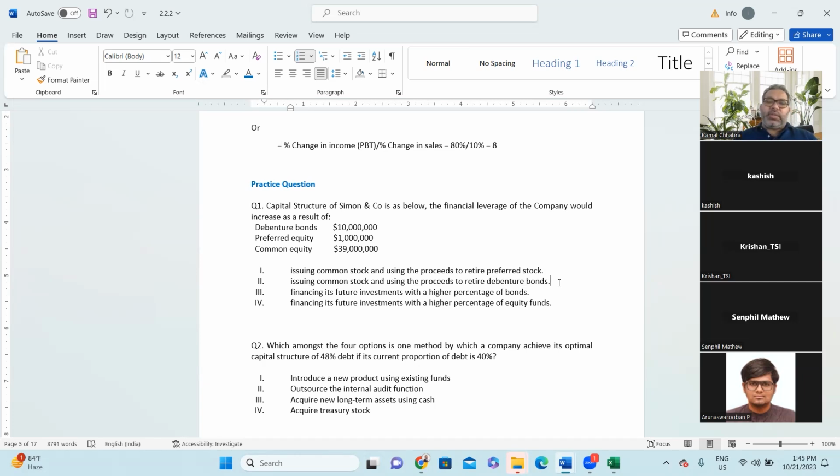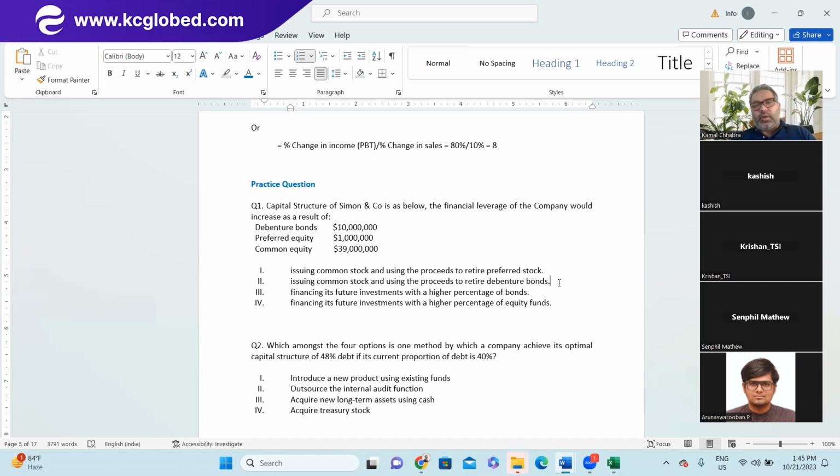Second option says you are issuing common stock. That means you are giving equity, right? And by giving equity, you are receiving some cash, and that cash you are using to repay the loan, repay the debenture. If you are repaying the debenture, your interest cost will go down. If your interest cost goes down, is the financial leverage increasing or decreasing? It will decrease your financial leverage, right?